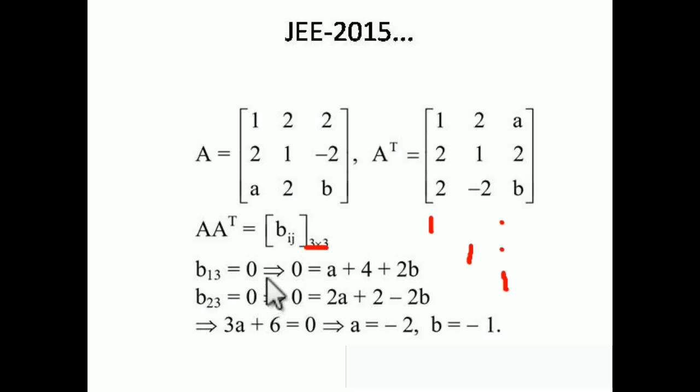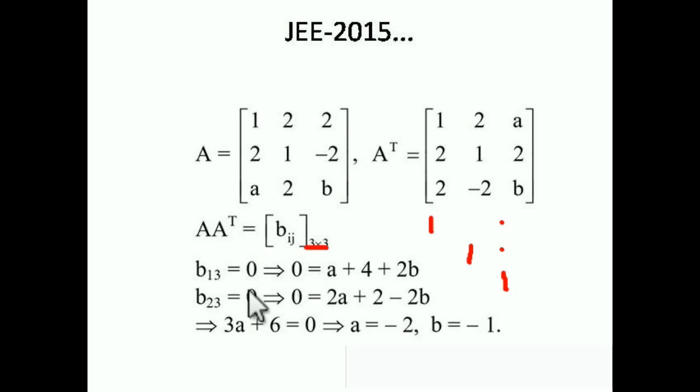Now what if I do the multiplication? Why do I just do that? Because I don't want you to multiply all the matrices. So don't multiply all the terms, just do what is required. For the third element, we have to multiply this first row by this third column. So it becomes 1 into a, that is a, 2 into 2, that is 4, and 2 into b, that is 2b. So a plus 4 plus 2b is equal to 0.